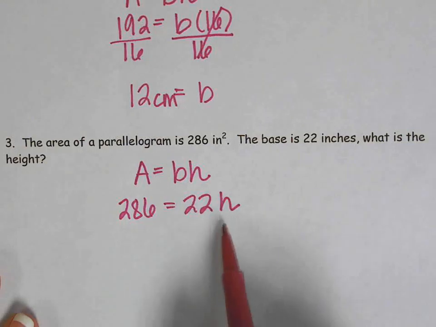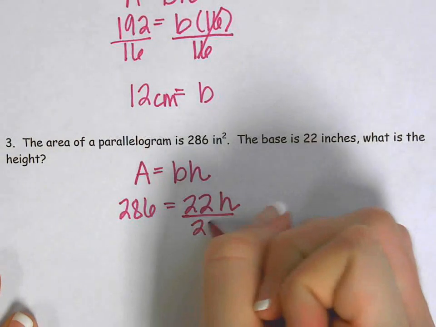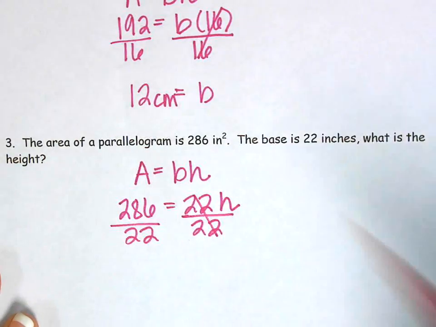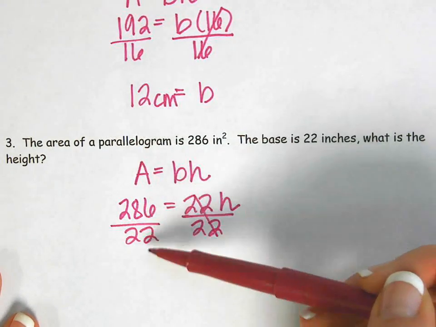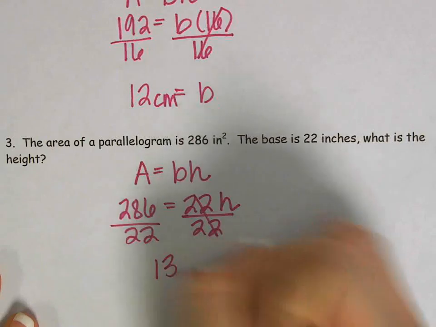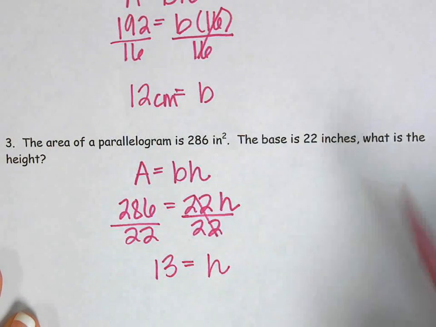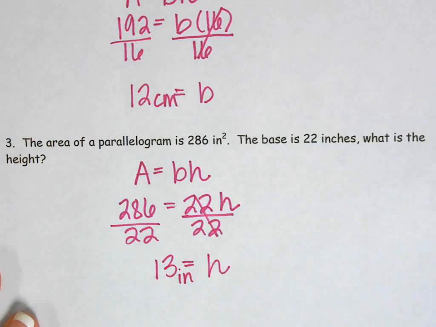So in order to solve for h, we're going to divide both sides by 22. Our 22s cancel out, and I'm left with 286 divided by 22, which is 13, equals h. Since we're dealing in inches, I know that the height is 13 inches.